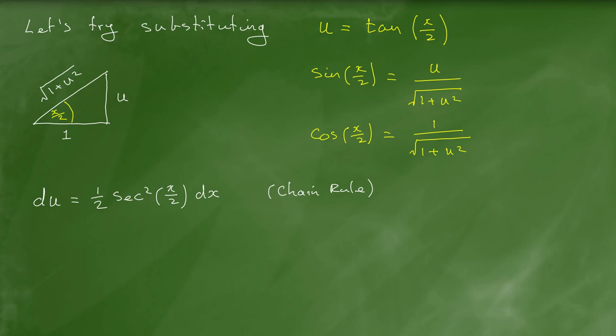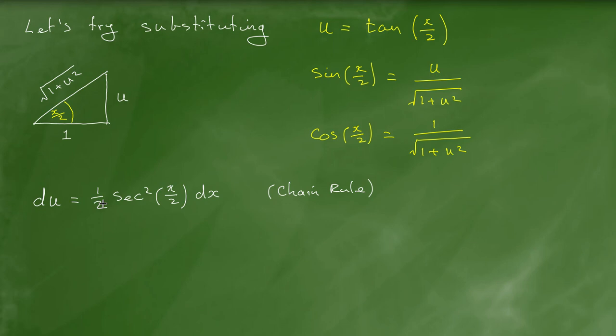The technique for substitution tells us that du, if ever we're going to write a du, it should represent the derivative of x, dx. So du should equal this one form. The derivative of tan is sec squared, and then the derivative of x over 2 is a half.